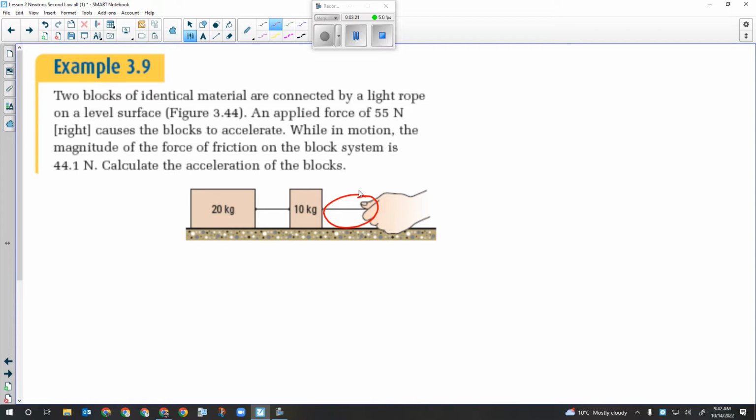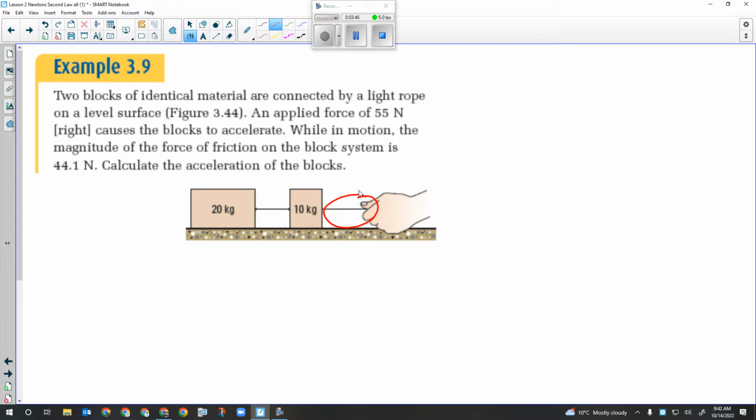If the question gives me information about individual parts, then I can break it down into individual parts and analyze it that way. But if I want to save myself time, I can treat this system as though it's all one mass, because it all moves together. When that person pulls on that rope, they're not pulling 10 kilograms. They're pulling 30.